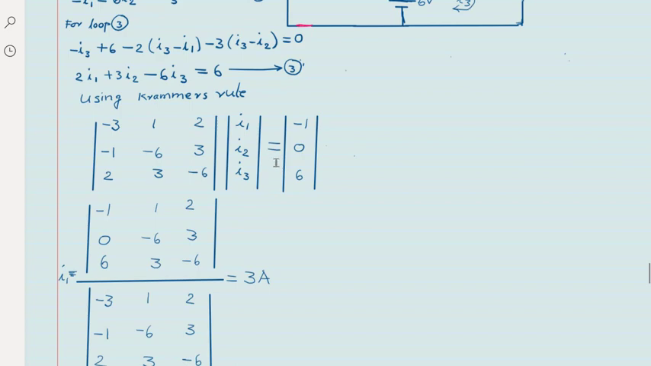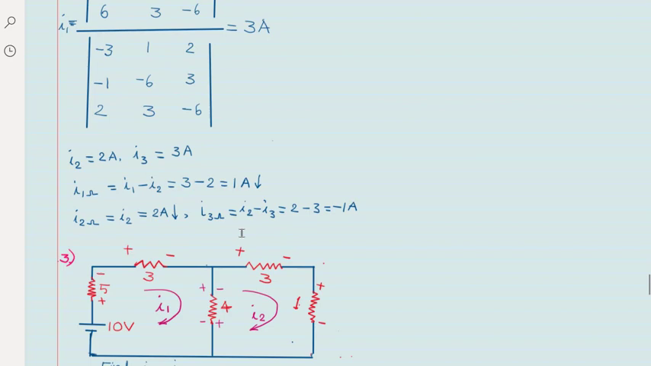Similarly, to get I2, what we should do is replace the second column with the right hand side matrix. Then divide that with the original matrix. Once we divide that and simplify that, we get I2. Similarly, to get I3, replace the third column with the right hand side matrix and divide with the original matrix determinant. Once we do that, we get I2 is 2 amperes, I3 is 3 amperes.